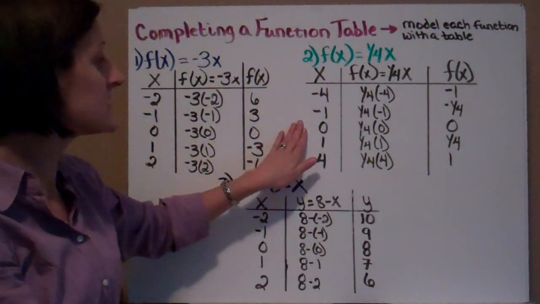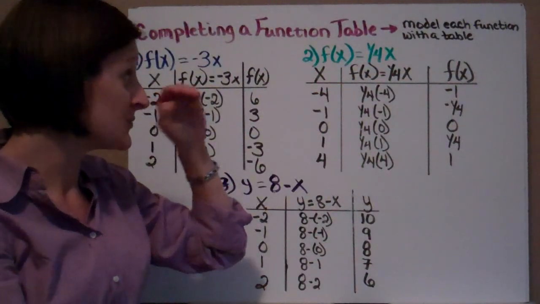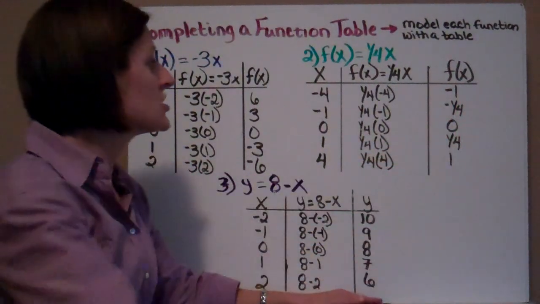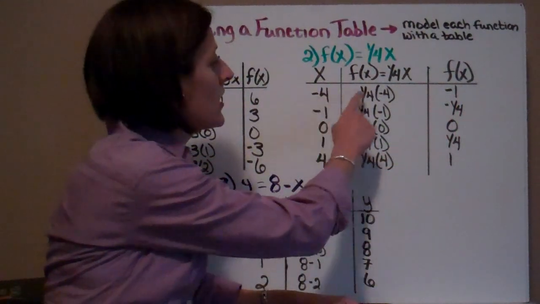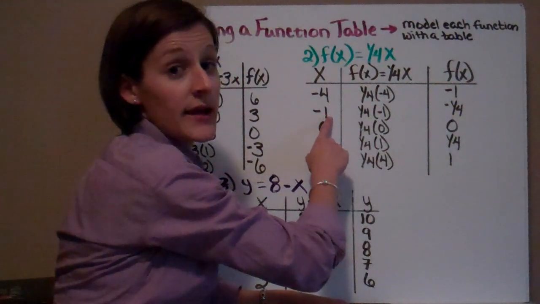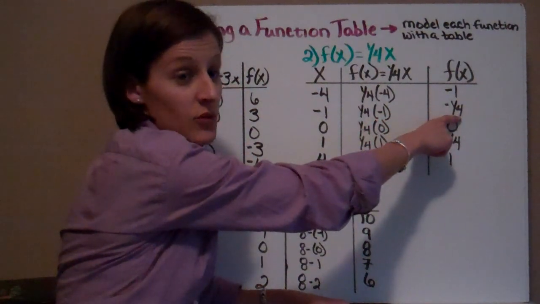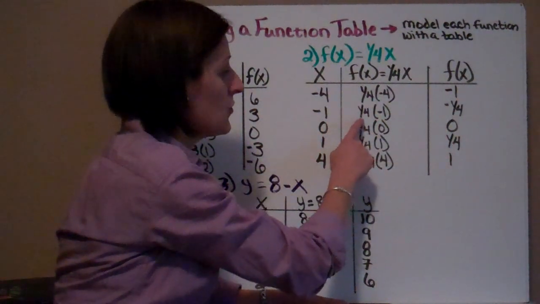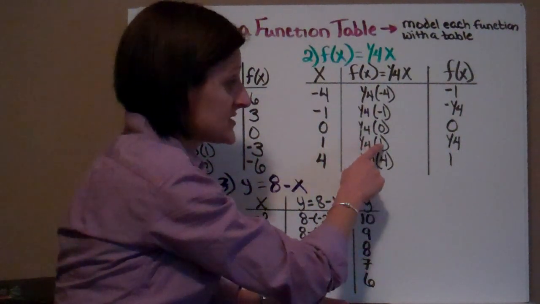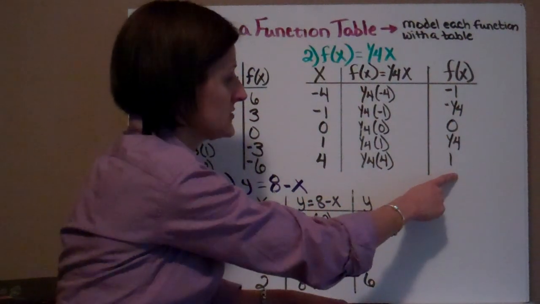Now, same thing with this second table with f of x equals 1/4 times x. I'm going to do my input values, my rule, and then my output values. So when I input -4, 1/4 times -4 is -1. When I input -1, I'm going to get 1/4 times -1 is -1/4. Put in 0, 1/4 times 0 is 0. Put in 1, 1/4 times 1 is 1/4. And put in 4, 1/4 times 4 is 1.